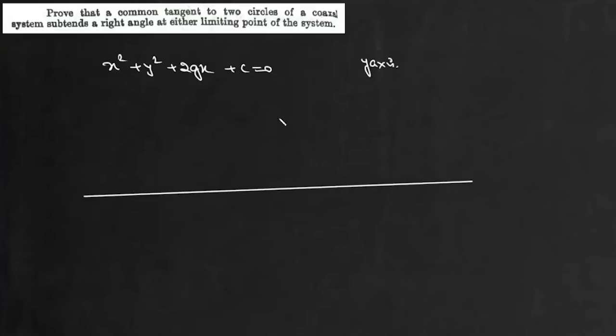Now here the question is, prove that a common tangent to two circles of a coaxial system subtends a right angle at either limiting point of the system. Now suppose the system of coaxial circles is given by x square plus y square plus 2gx plus c equals 0, and it represents the system of all coaxial circles for which the radical axis is the y-axis. Now suppose we have two circles in this system.